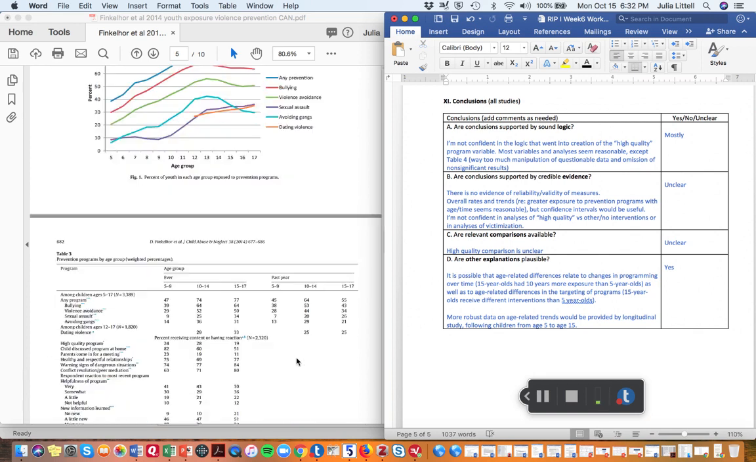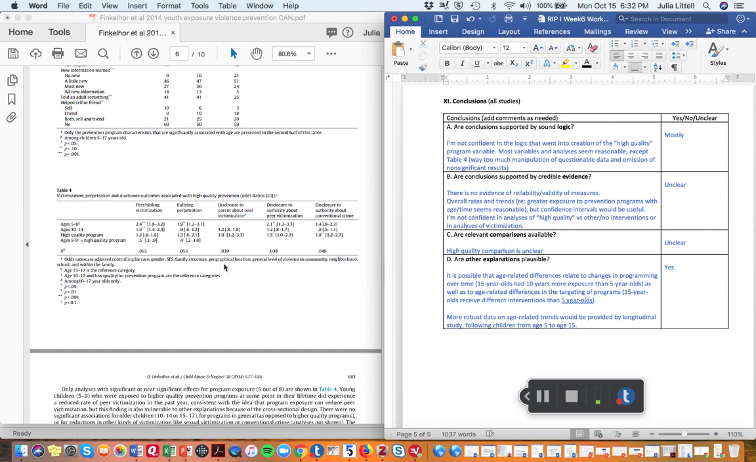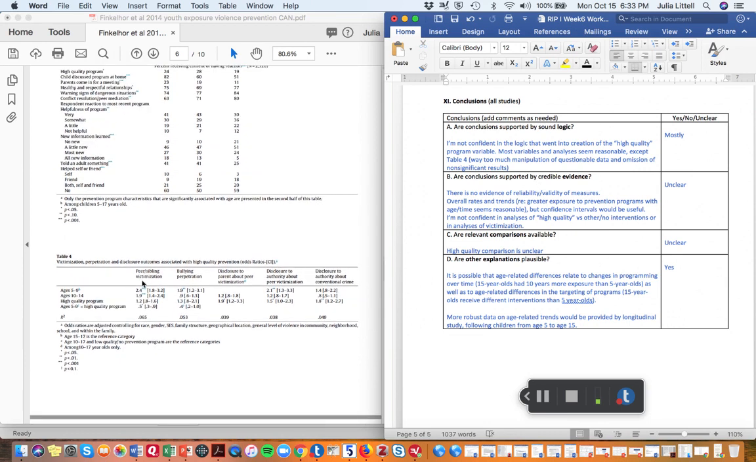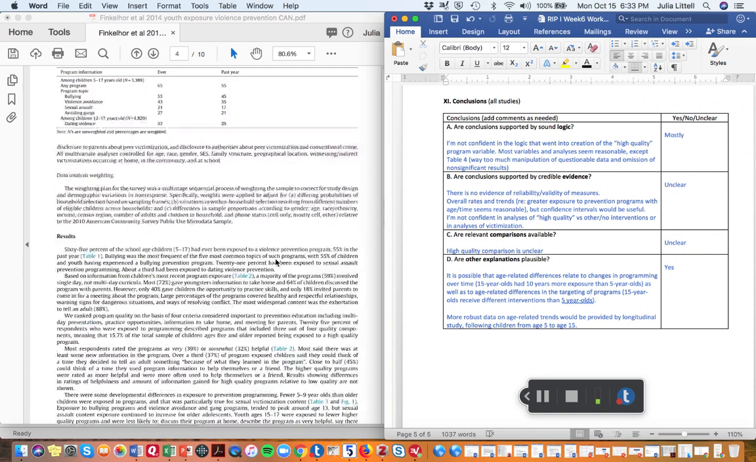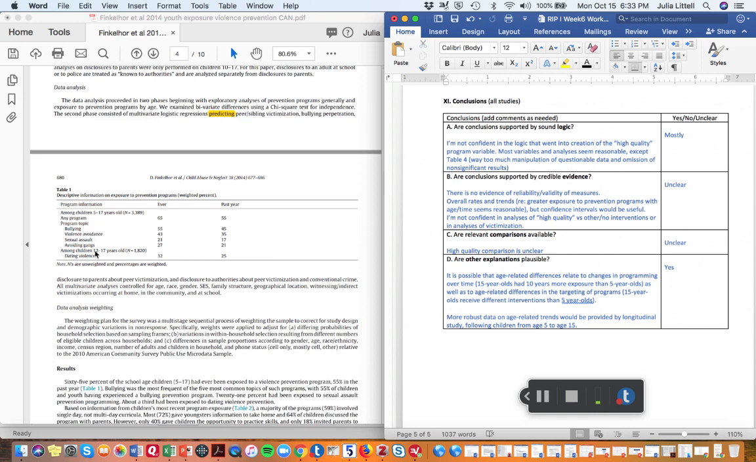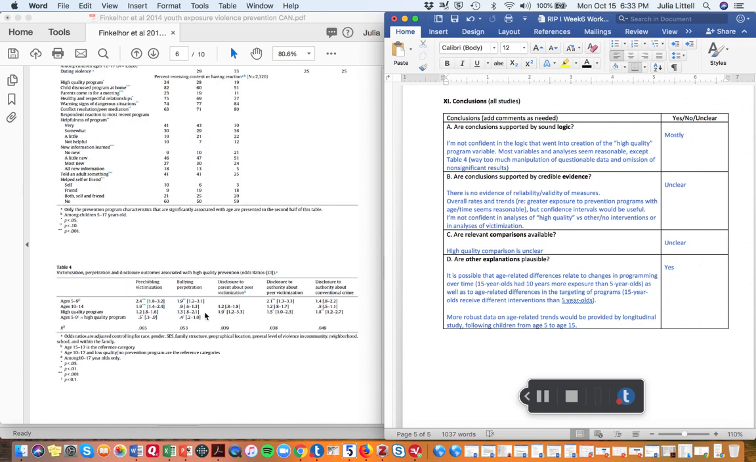I think I have a real problem with Table 4. At the bottom here, where they're looking at relationships between different types of victimization and ages and high-quality program, I think there's way too much statistical manipulation of questionable quality data in this table. I suspect that they did a lot of analysis before coming up with this table, and they've omitted quite a bit of it. For instance, I'm sure they would have looked at whether exposure to any kinds of programs was related to victimization. So they would have looked at any program exposure related to these columns in Table 4, and they would have looked at specific program exposure, that is the categories of programs we've seen in Table 1, the topics. I'm sure they looked at those in relation to victimization, and that's not reported.